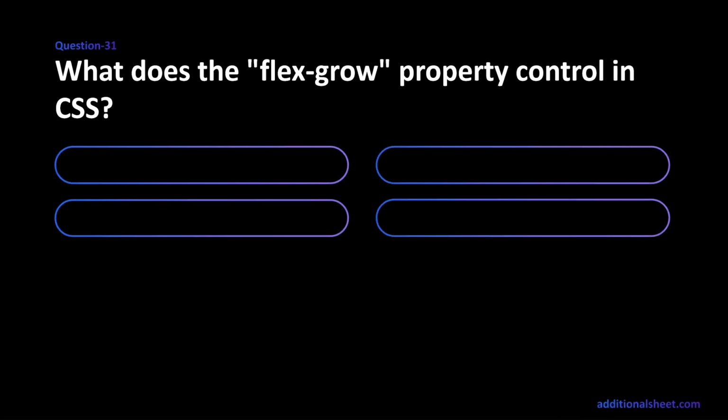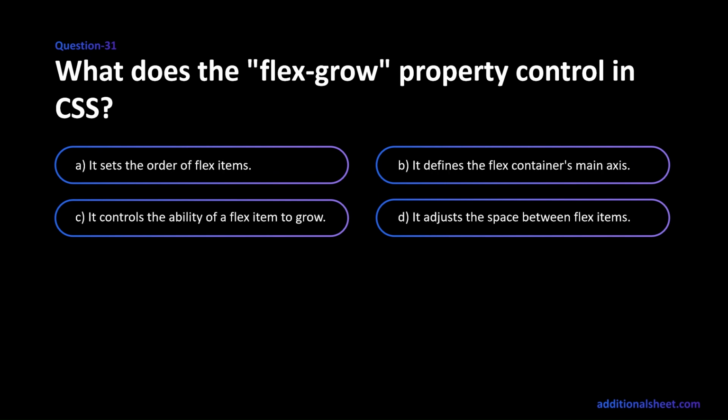Q31. What does the flex-grow property control in CSS? Options are: A. It sets the order of flex items. B. It defines the flex container's main axis. C. It controls the ability of a flex item to grow. D. It adjusts the space between flex items.